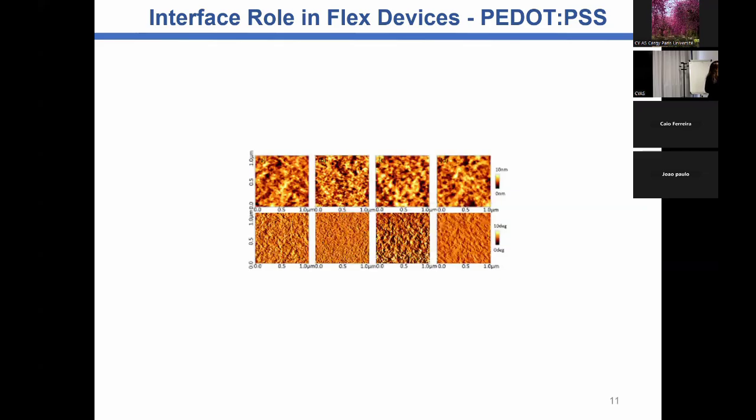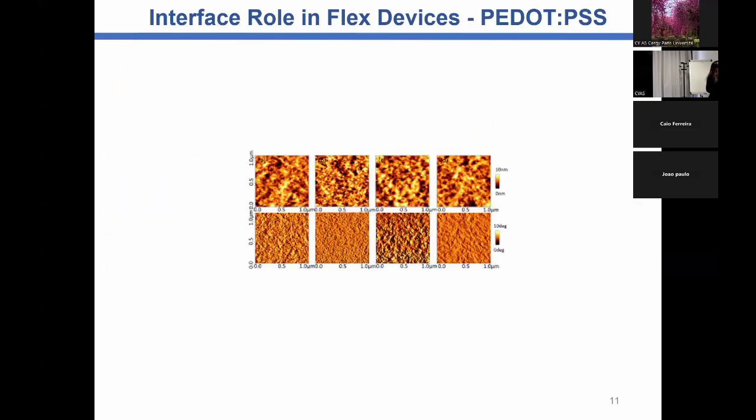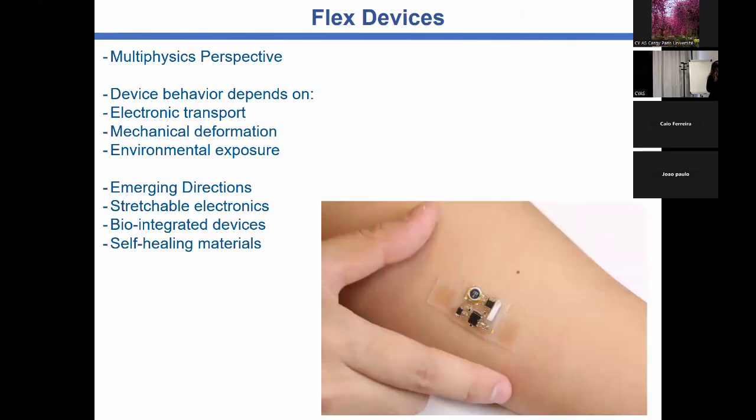So here I just put one example. I didn't even put the reference, I forgot. But you can see that for PEDOT:PSS, the morphology of the material is quite different over time. So seeking new materials that are also more flexible, but without large area issues, is better for our applications.